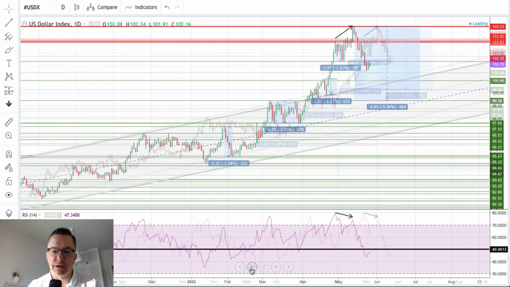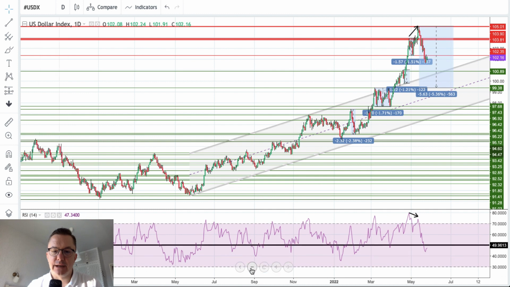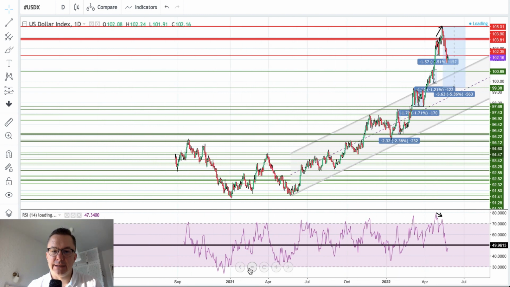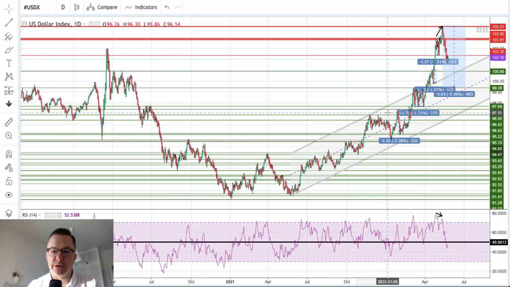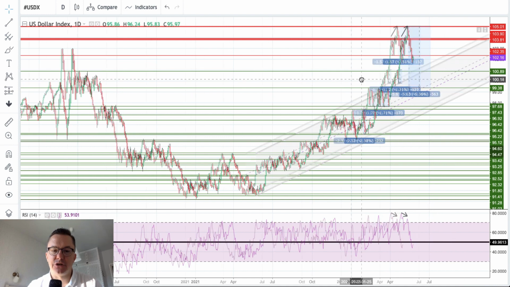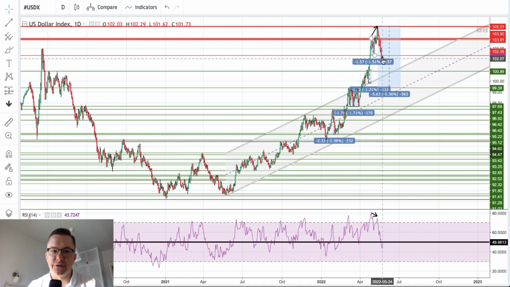However, if we zoom out, we can clearly see that from the beginning of the channel, this kind of a decline is something that can still make the uptrend work, and we can still travel back to the upside here inside of the ascending channel. So a hefty correction is needed on the US dollar index, and then we can of course continue to the upside. US dollar index is going down.